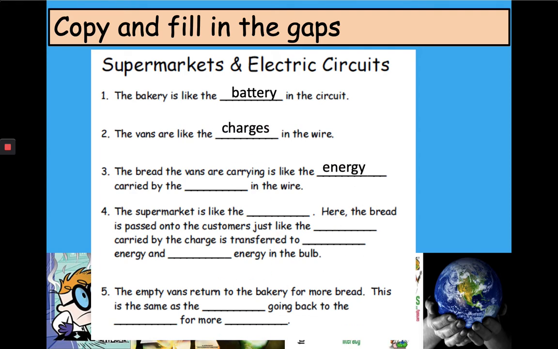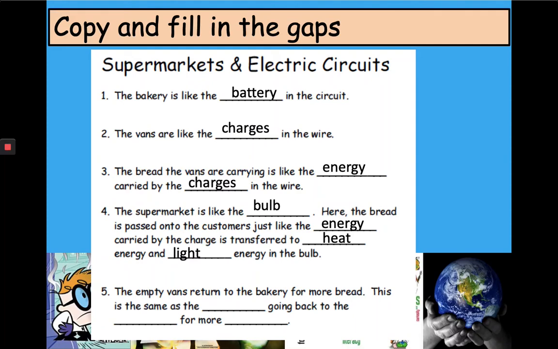The bread in the vans are carrying what is like the energy carried by the charges in the wire. The supermarket is like the bulb. Here the bread is passed on to the customers just like the energy carried by the charge is transferred to heat energy and to light energy in the bulb. So we've got our wasted heat energy and our useful light energy.